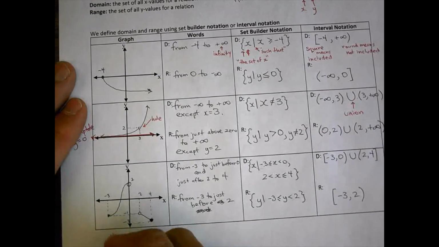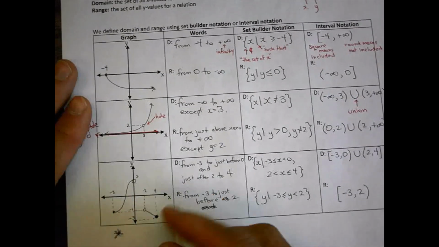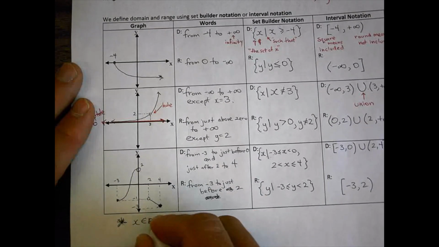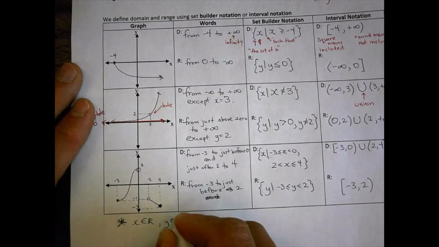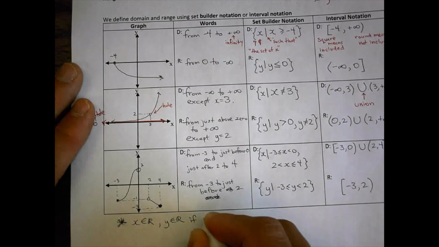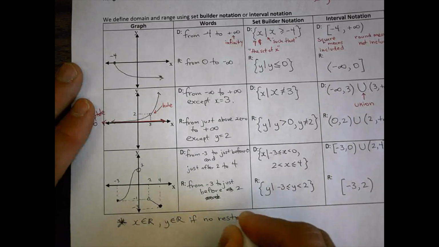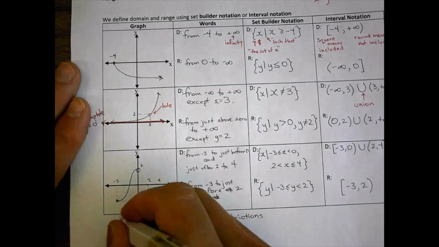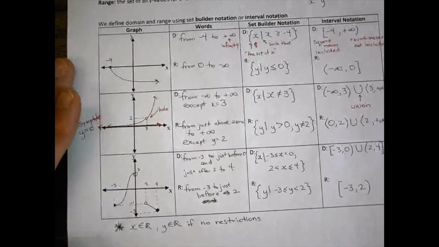Just one note here, I already talked about this. You would write x belongs to the real set of numbers, y belongs to the real set of numbers if no restrictions. But I don't require you to write that out every time, just if there are no other restrictions.